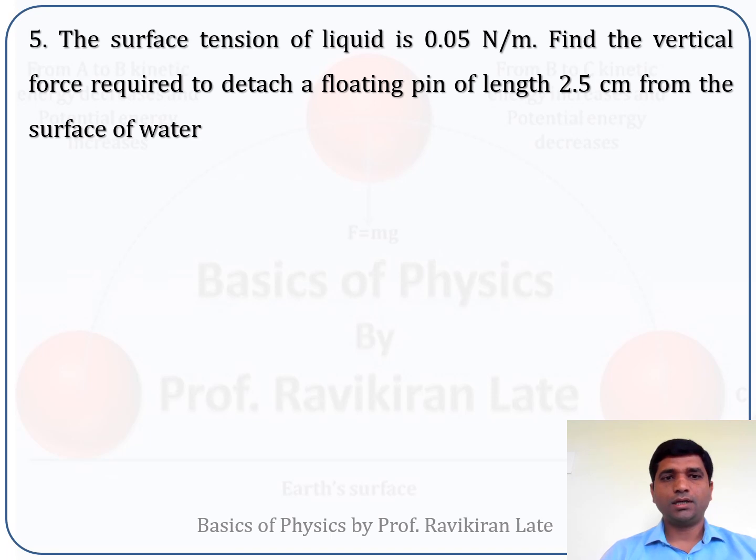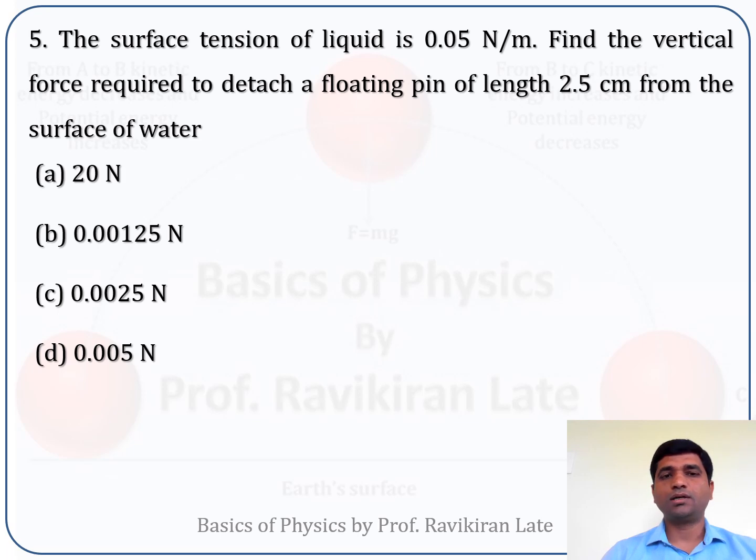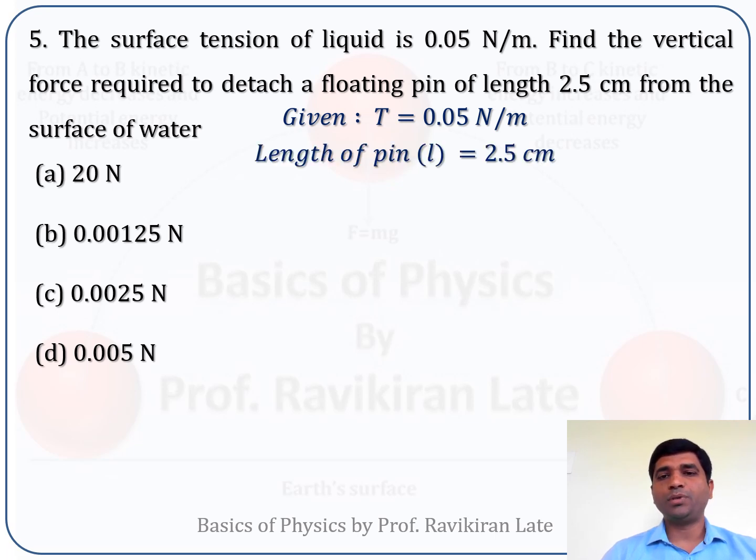The next question: the surface tension of a liquid is 0.05 Newton per meter. Find the vertical force required to detach a floating pin of length 2.5 centimeter from the surface of the water. The options are given over here. In this case, a pin is floating on the surface of the water. The surface tension of the water is given, let us say T is 0.05 Newton per meter. The length of the pin is 2.5 centimeter, and we need to calculate the force required to detach that pin from the surface of the liquid.